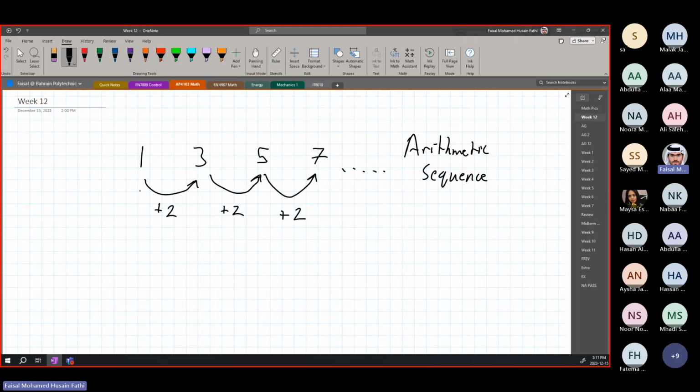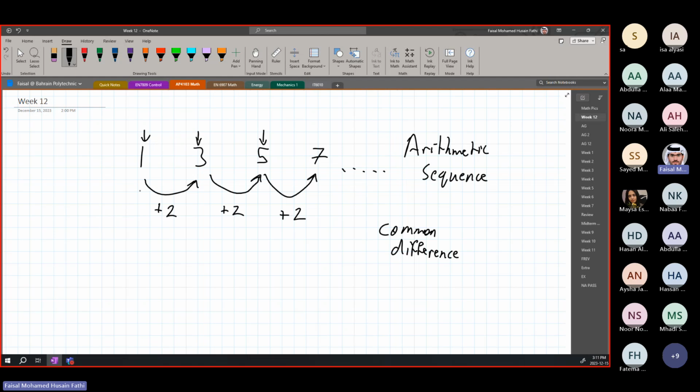Okay? So what does arithmetic sequence mean? It means that there is a difference between this number and this number that is equal to the same difference between this number and the number before. They call this the common difference. This is what determines an arithmetic sequence in general, right?